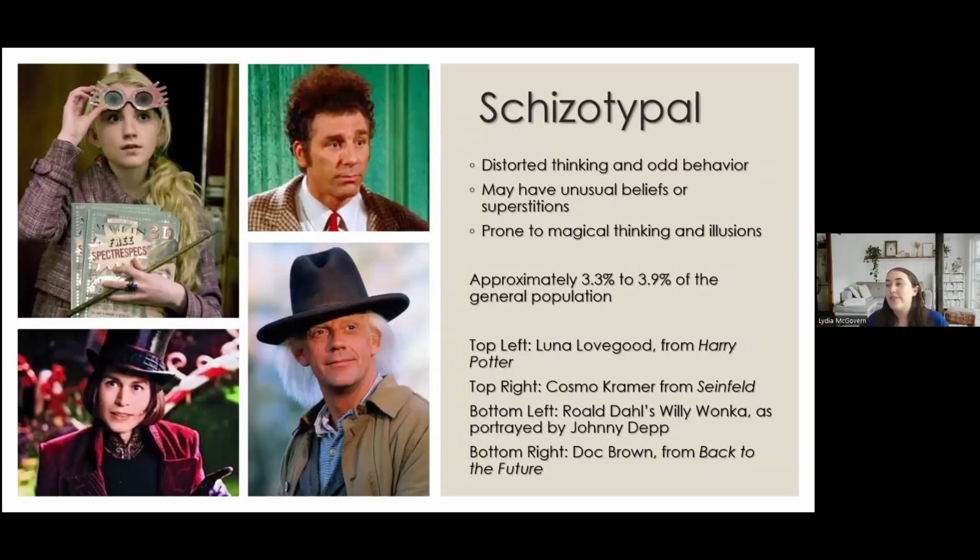Okay, and then our last cluster A disorder here is schizotypal personality disorder, which involves distorted thinking, odd behavior, and magical thinking is a big thing. So they might interpret random events or common incidents as something that has significant meaning for themselves. A lot of people with this disorder feel discomfort with close relationships, but unlike schizoid personality disorder, they still do desire those relationships. They just have some discomfort with them.